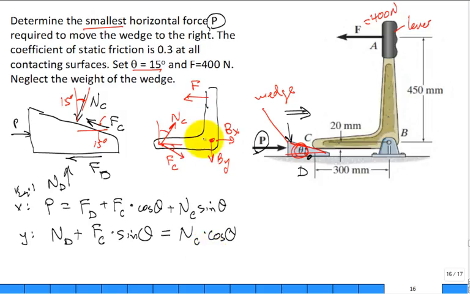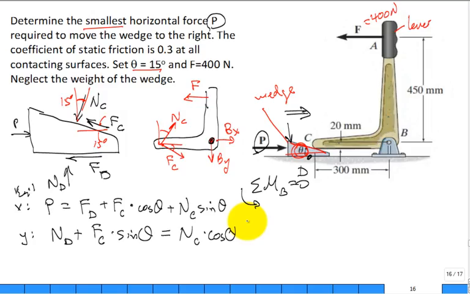I don't really want to calculate B_X and B_Y. One great way to avoid B_X and B_Y, a reaction at a pin support that I really am not that interested in, is to do the sum of the moments around point B. So if I do the sum of the moments around point B must equal zero at equilibrium, I get an equation, do I not?